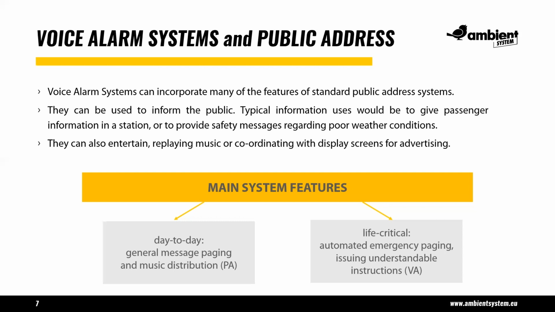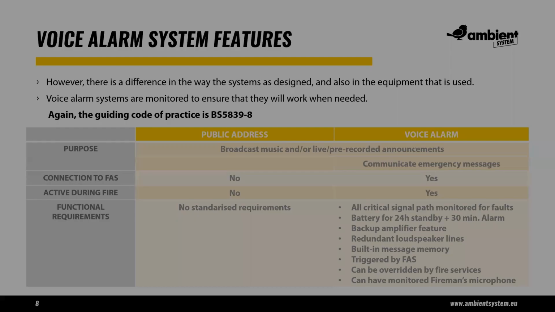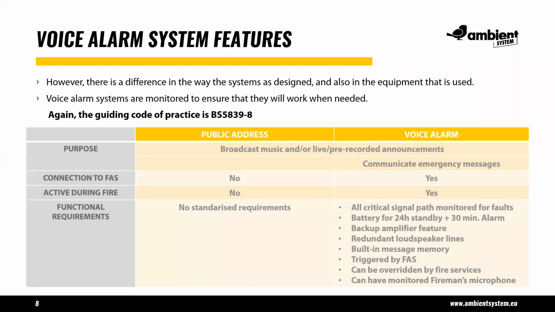And a voice alarm system, broadly speaking, will be able to do public address, and a public address system might be able to transmit these messages, but would not be really qualified to do so within the regulations within which we work. So if you start to look at the difference between the two, a public address system can broadcast music, live and pre-recorded messages, but technically, a public address system alone should not be connected to a fire alarm system. It should not be active during a fire event. As such, from a standards point of view, it doesn't have standardized requirements for reliability and performance.